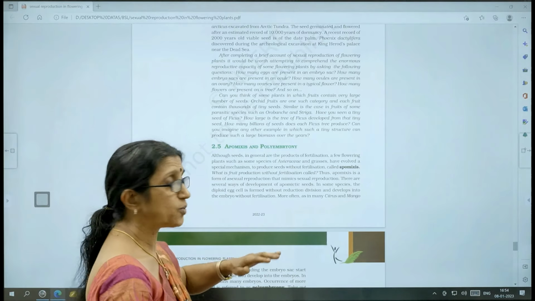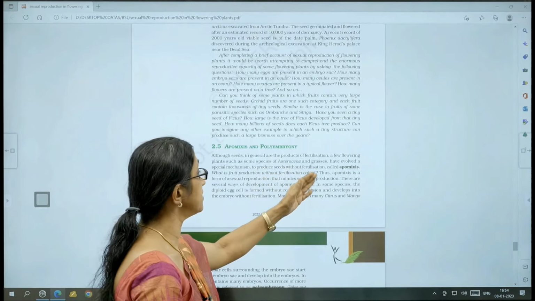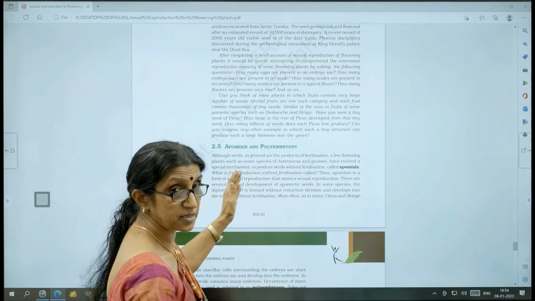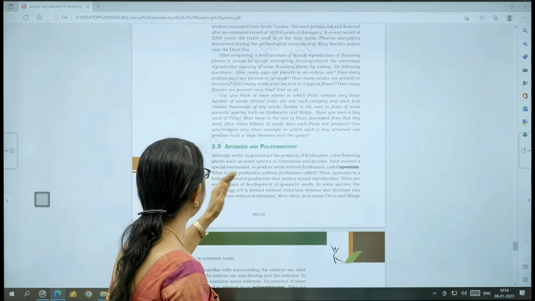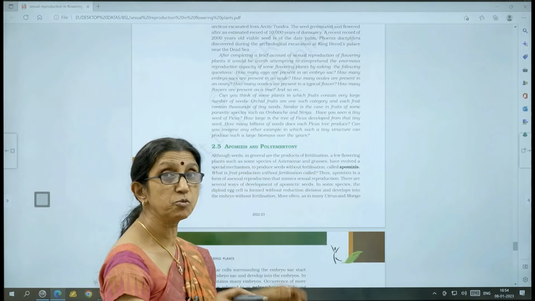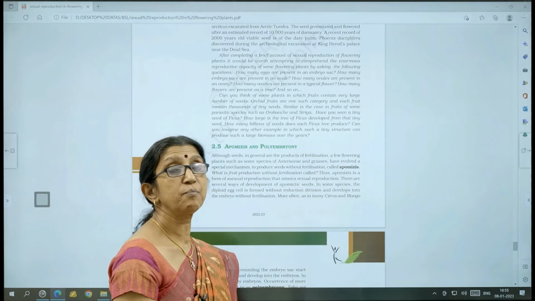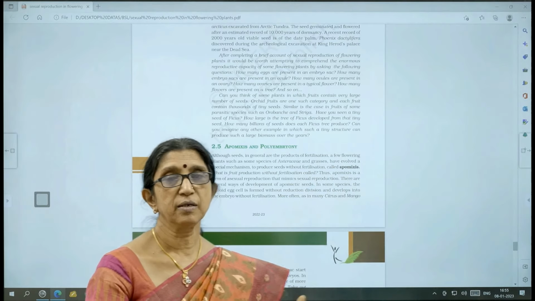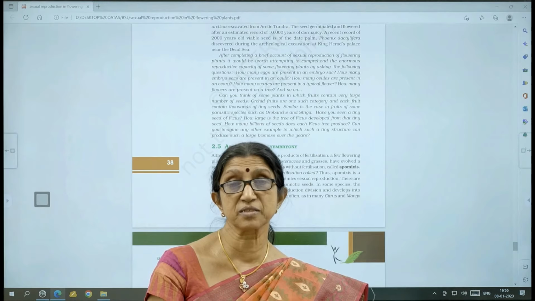Now, what is apomixis? Although seeds in general are products of fertilization, a few flowering plants, such as some members of family Asteraceae and grasses, have evolved a special mechanism to produce seeds without fertilization, and it is called apomixis. So there are two processes: one is called amphimixis and the other is called apomixis.